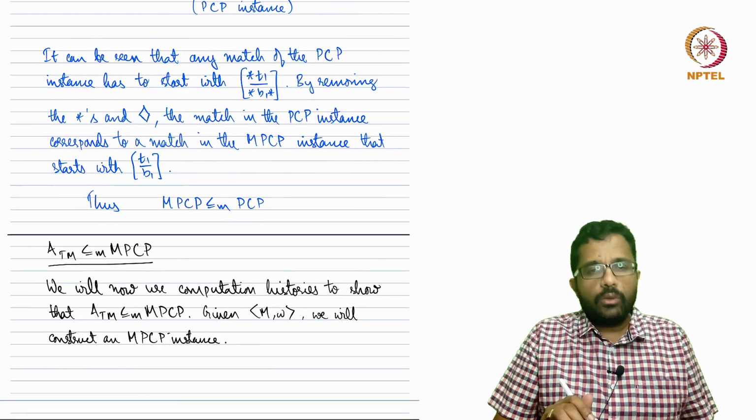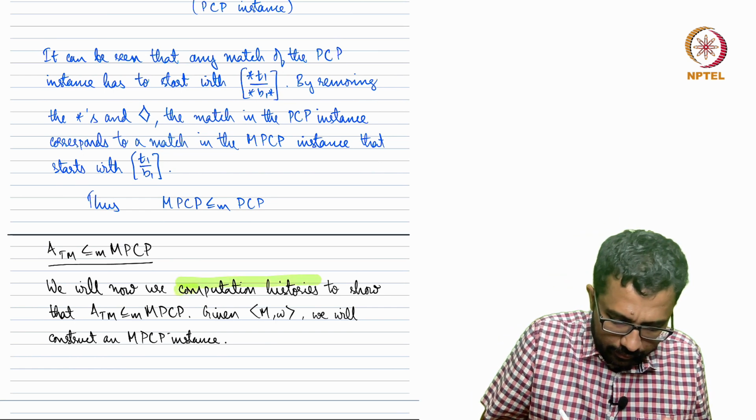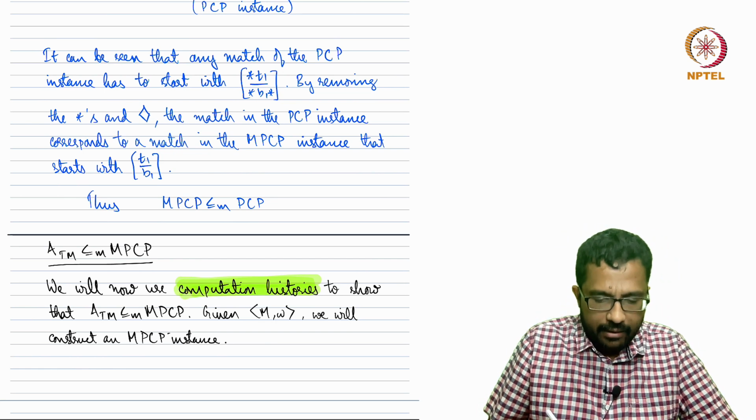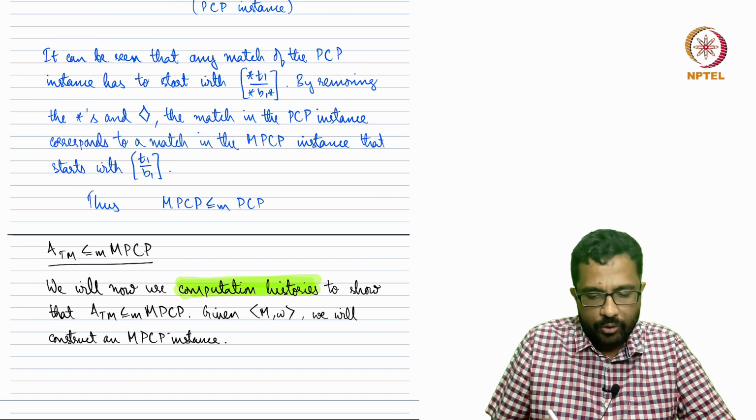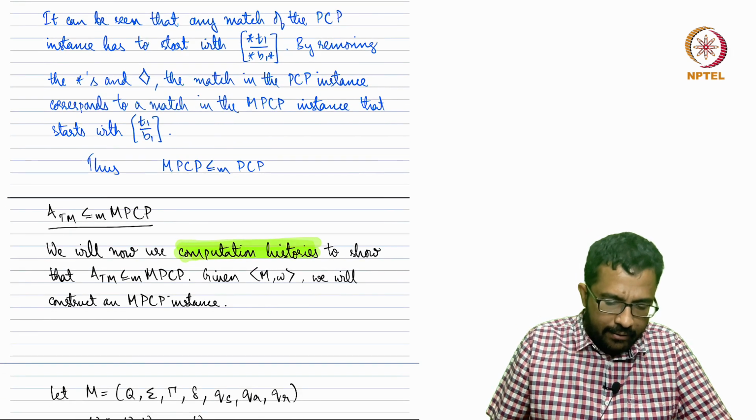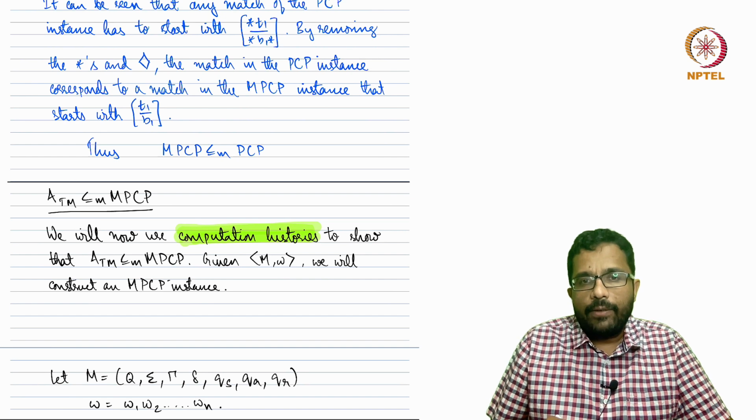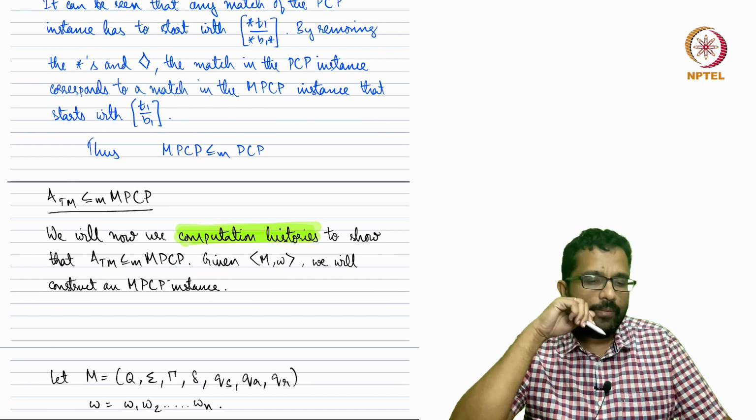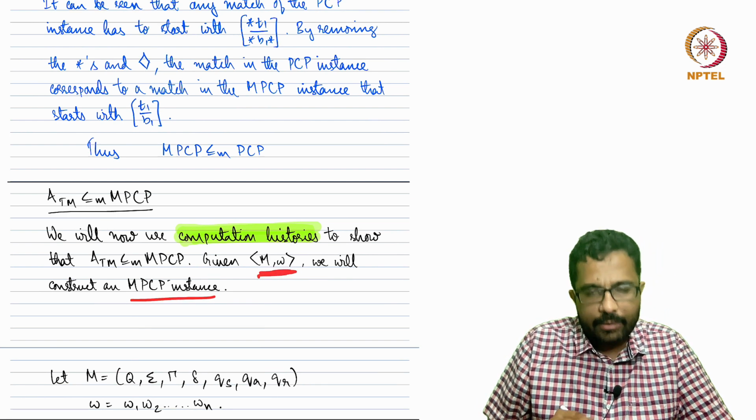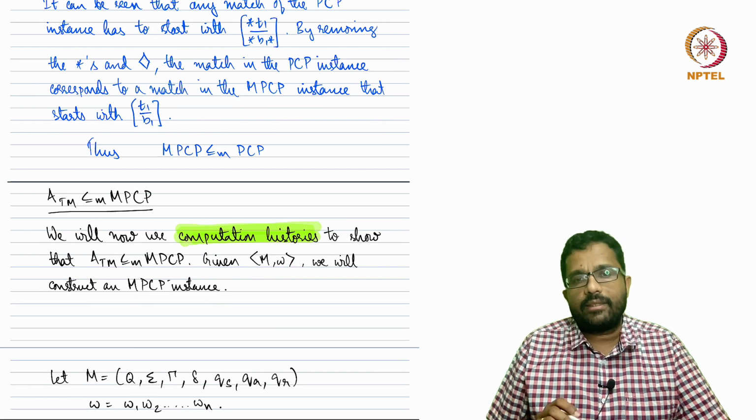right? Now this reduction uses computation histories. So now we will show that ATM reduces to MPCP. Given an ATM instance, our goal is to construct an MPCP instance. So given M, W, we want to construct an MPCP instance in such a way that M, W is in ATM if and only if the MPCP instance has a match. In other words, M accepts W if and only if the MPCP instance has a match, right?